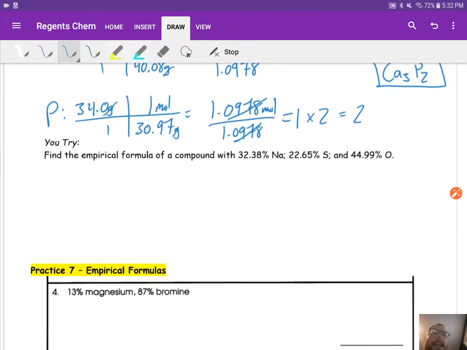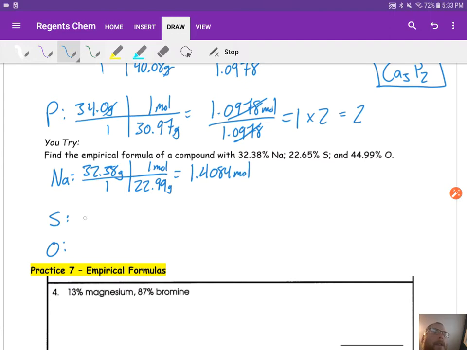If you did not try this one on your own, pause the video and then see if you got the right formula for this last U-try. We've got 3 elements here. We've got sodium, we've got sulfur, and we have oxygen. Sodium, we have 32.38 grams. To get that to moles, I'm going to divide it by 22.99 grams. Okay, so sodium, I'm going to have 1.4084 moles.